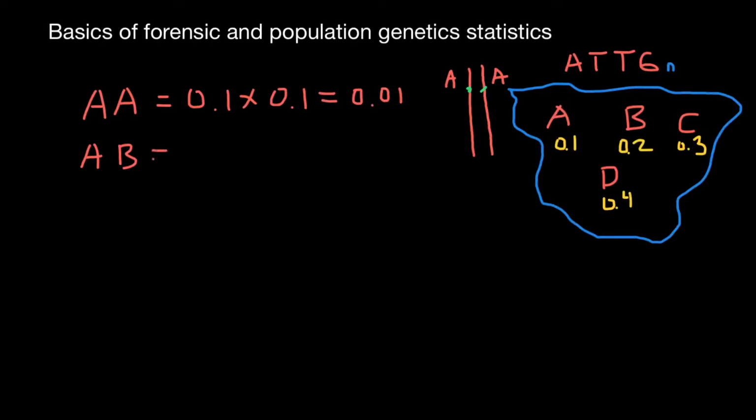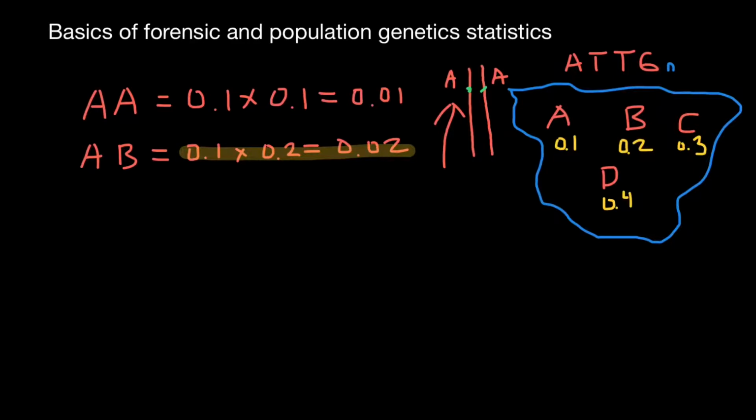Now as for this variant, many of you would also say that the calculation would be as follows: the frequency of allele A is 0.1, multiplied by the frequency of allele B, which is 0.2, and the answer should be 0.02. But this is actually a wrong answer.